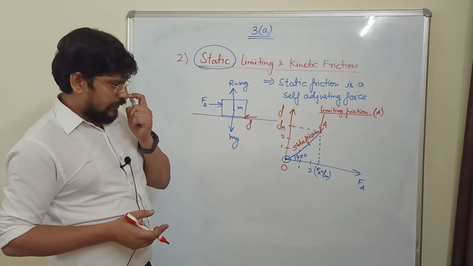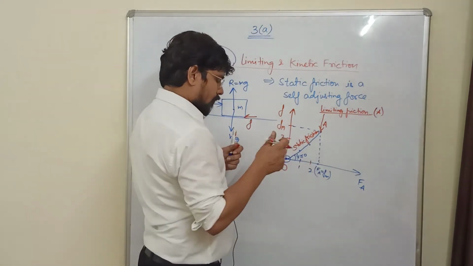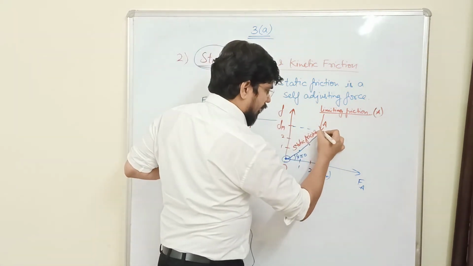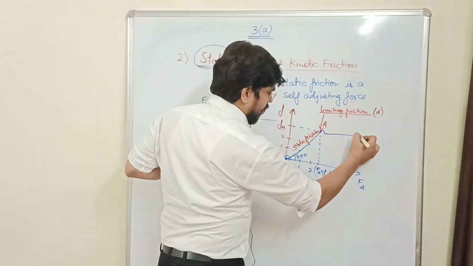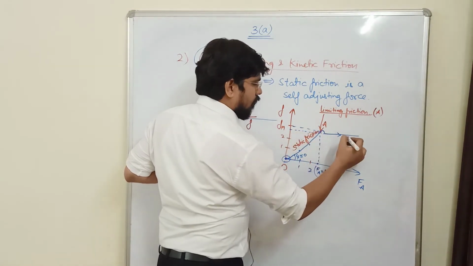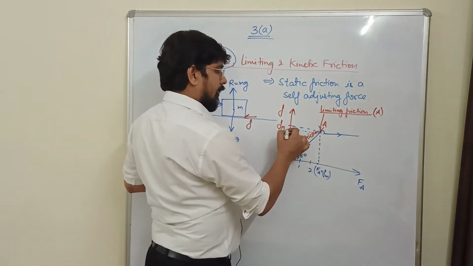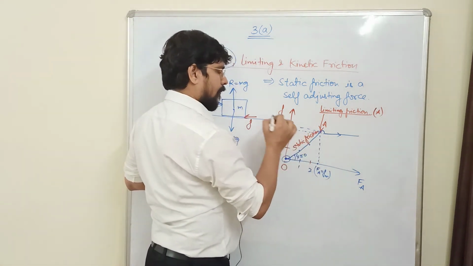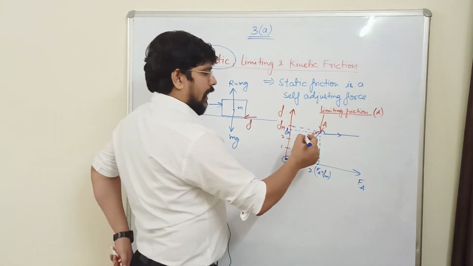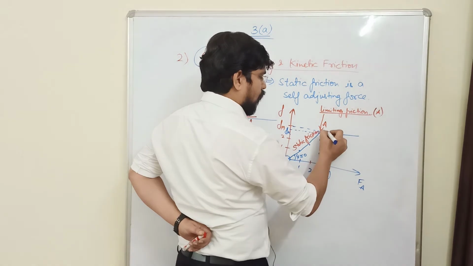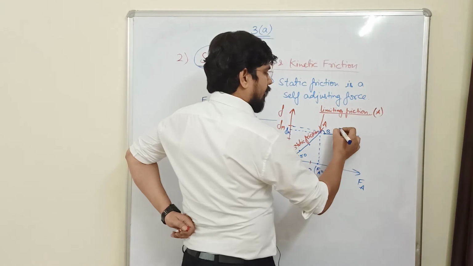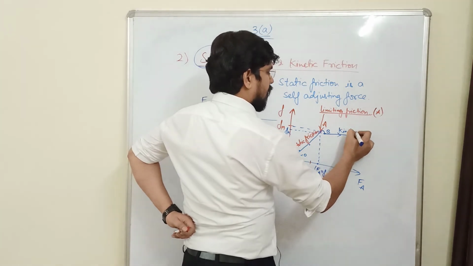What will happen if you further increase the force? If we increase the force, then the object will come in motion, and for maintaining this object in motion, we need a force which is slightly less than the limiting friction force or the maximum friction force. Let us say this point is B, then the range which is ahead of B is known as kinetic friction.